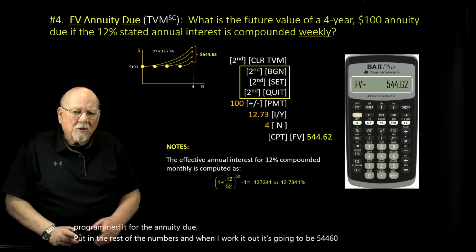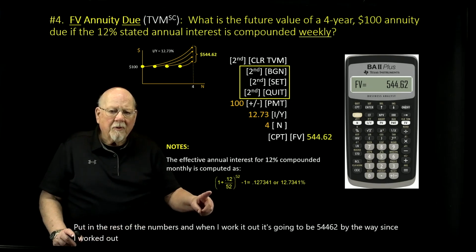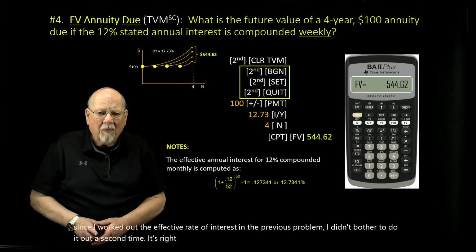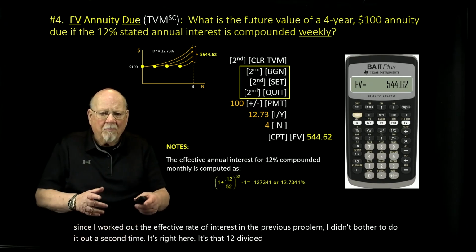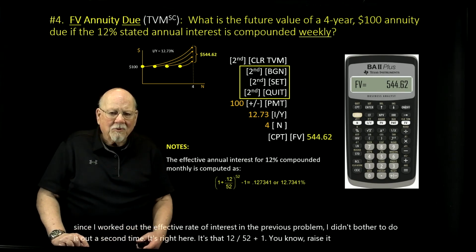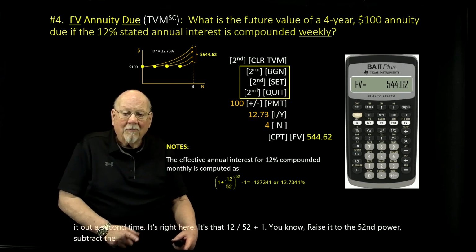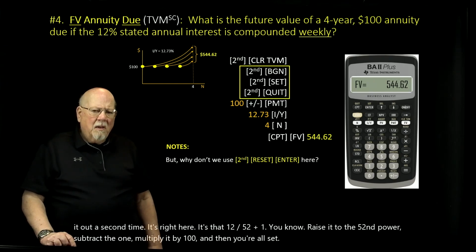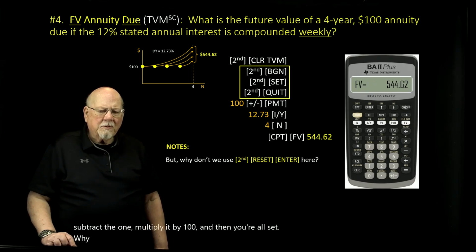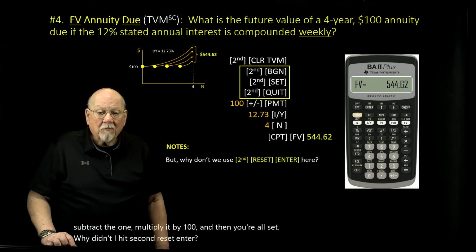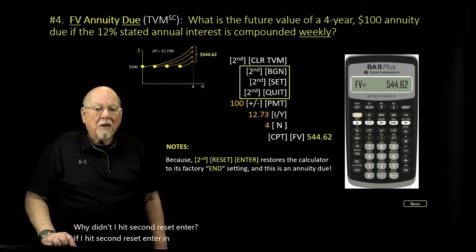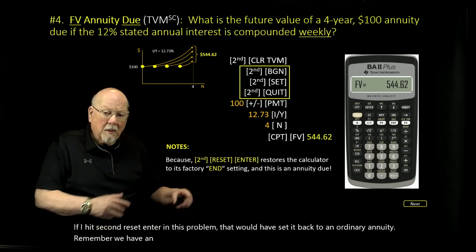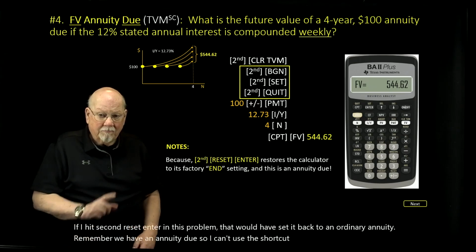By the way, since I worked out the effective rate of interest in the previous problem, I didn't bother to do it out a second time. It's right here. It's that 12 divided by 52 plus 1, raise it to the 52nd power, subtract the 1, multiply it by 100, and then you're all set. Why didn't I hit second reset enter? Well, if I hit second reset enter in this problem, that would have set it back to an ordinary annuity. Remember, we have an annuity due, so I can't use the shortcut for the annuity due.